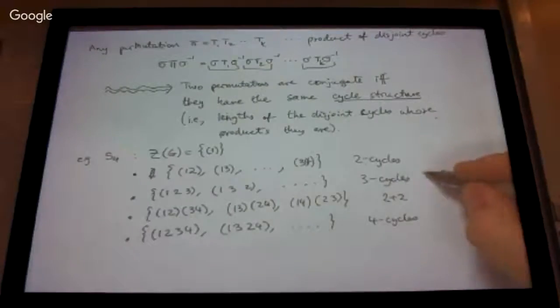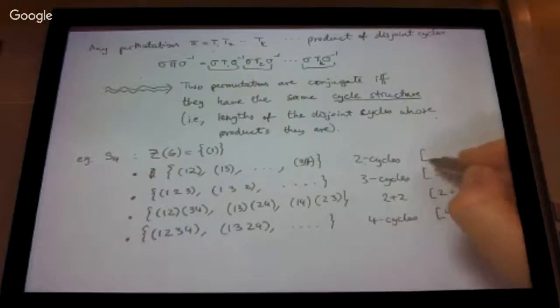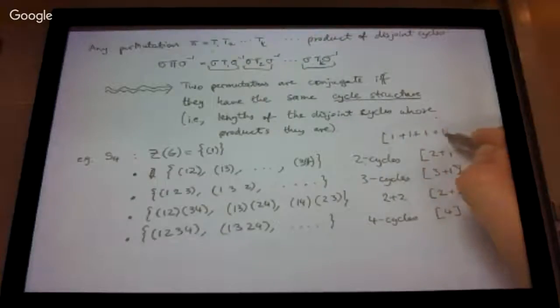So 3 cycles, that's like 3 plus 1, because there's the remaining element. This is like 2 plus 2, we already said that. This is like 4. This is like 2 plus 1 plus 1. And this is like 1 plus 1 plus 1 plus 1.